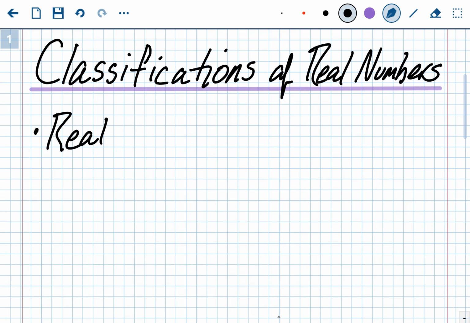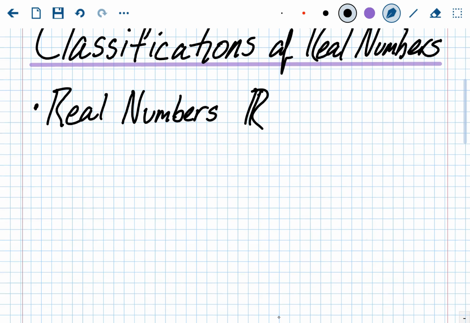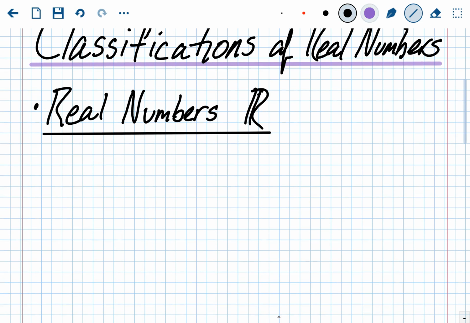The first one being the main category, which is real numbers. Okay, real numbers gets the letter R. So capital R with an extra line through it means all real numbers. That's the main set we're going to deal with. It's the biggest umbrella, and everything is going to be under it in a nested way. So anything listed below it is also in the category above it.